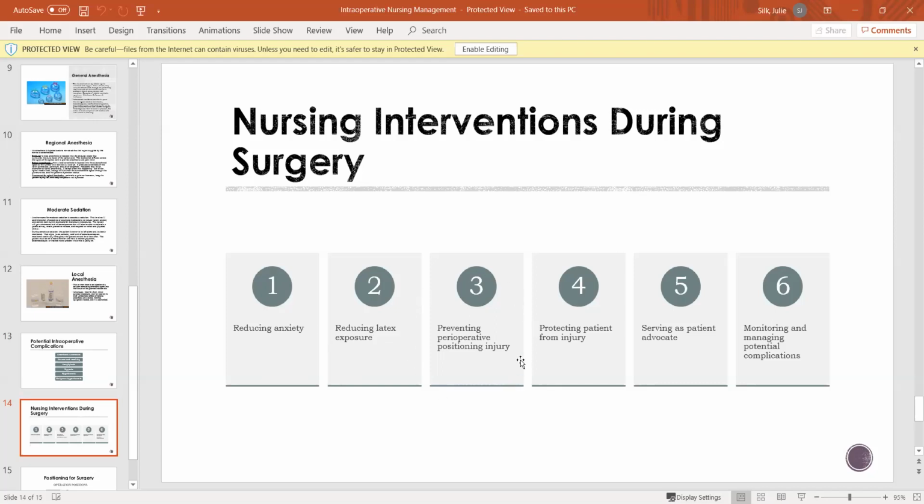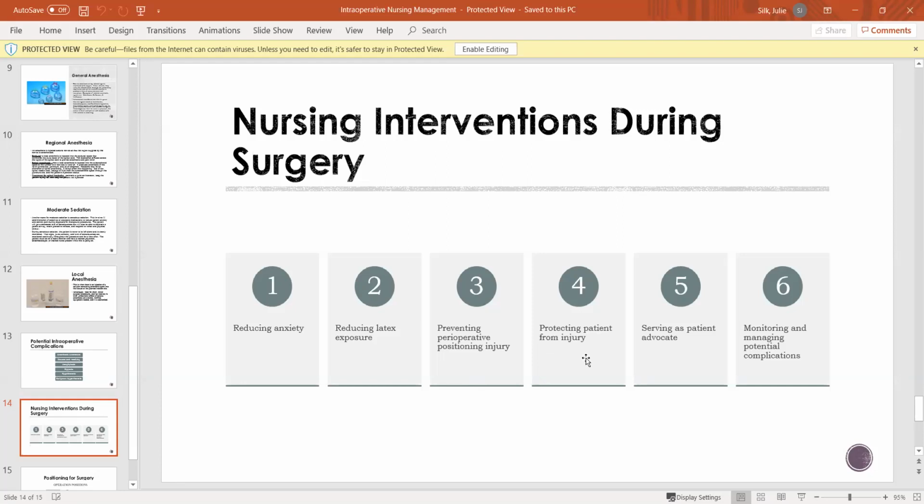We want to prevent perioperative positioning injuries. Sometimes surgery lasts for a long time, and you can be in that same position for hours. So you need a nurse that is checking on some of these things constantly, right? You need to be looking at their skin to see if they're starting to get red in certain areas, and then adding some of those wedges or whatever to try and help prevent some of those positioning problems.